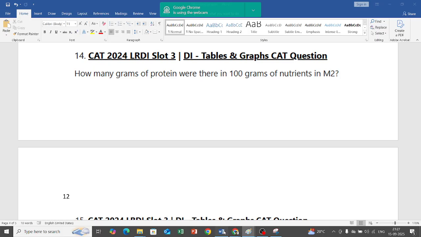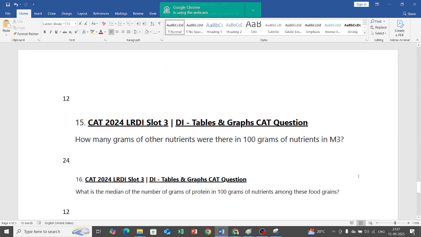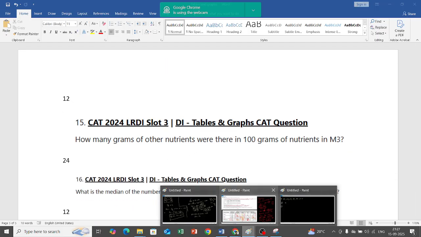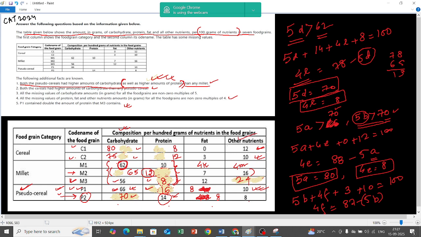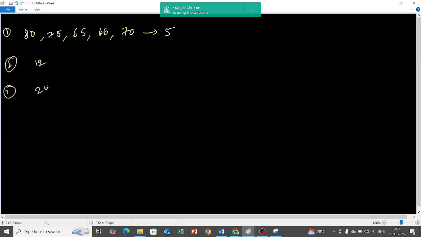Then we come to question number 3. How many grams of other nutrients are there in 100 grams of nutrients in M3? This is other nutrients. This is M3, and in 100 grams it is 24. So the answer is 24.